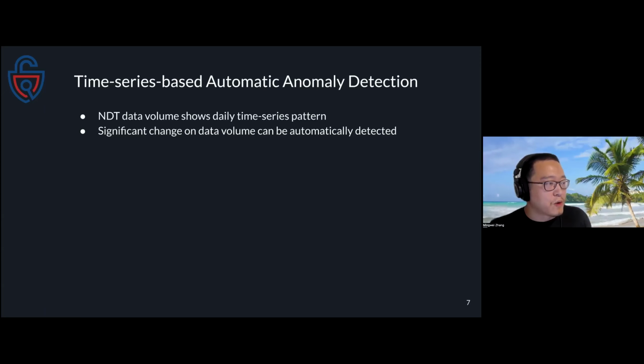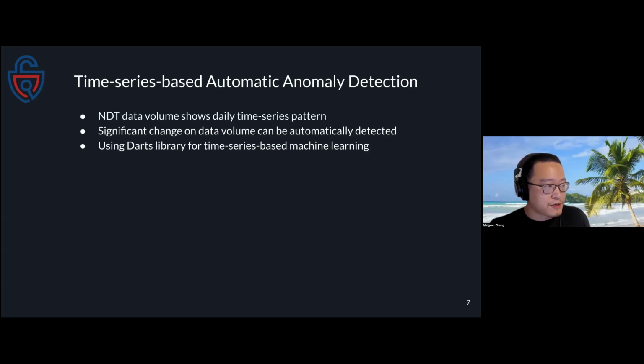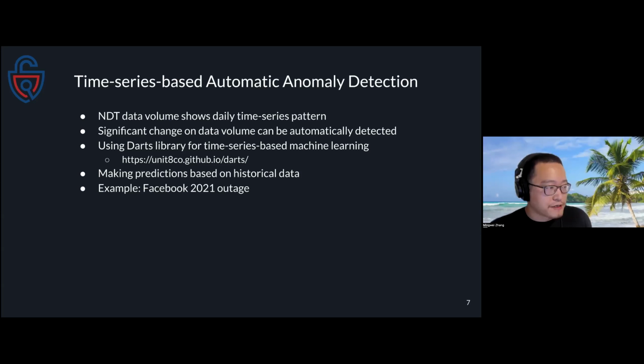So we can basically use that pattern to train a machine learning model to detect significant abnormal changes automatically. During this research work, I've been testing out this Darts library for time series-based machine learning. And it's fairly simple. I'm no machine learning expert, but this one gets me started, and it's proving to be pretty useful for my use case.